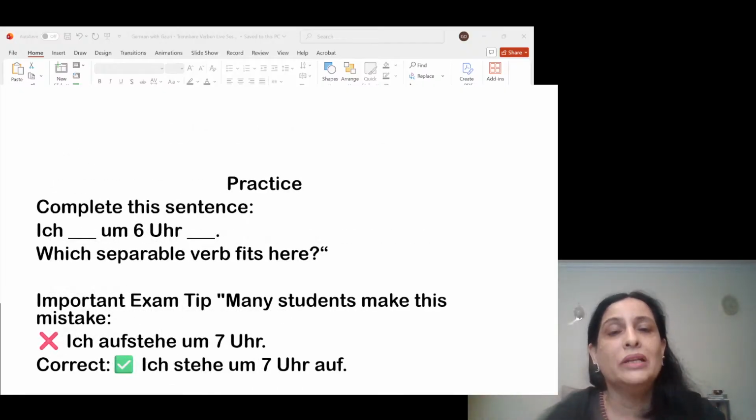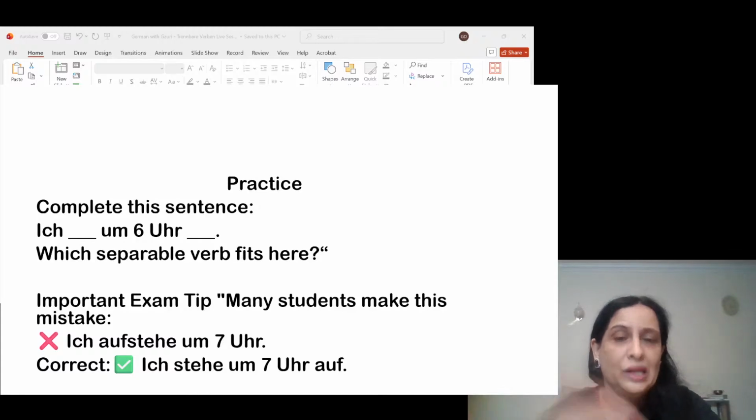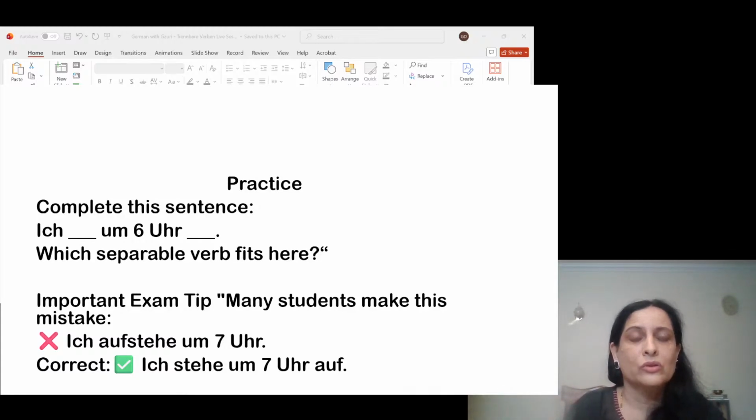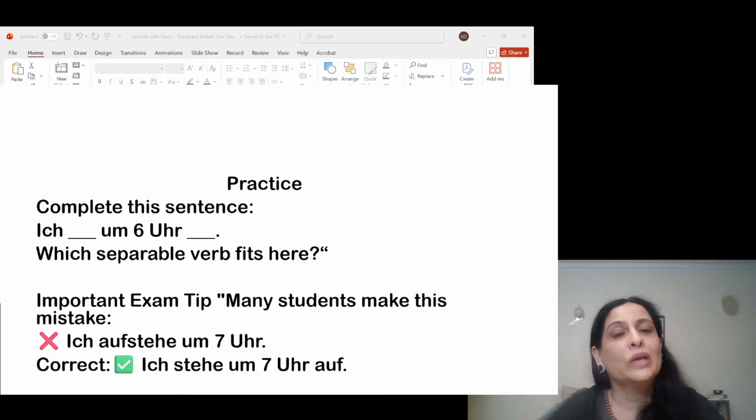Now I will give you one sentence for practice. Complete this sentence. Ich dash 6 Uhr dash. Okay. So which separable verb fits here? Right? If you know the answer, you can write it in the chat box or you can comment in the comment box after the live session. Clear? Okay.